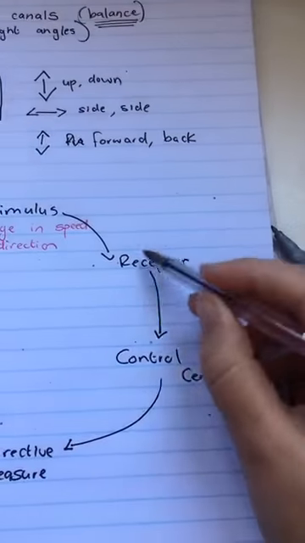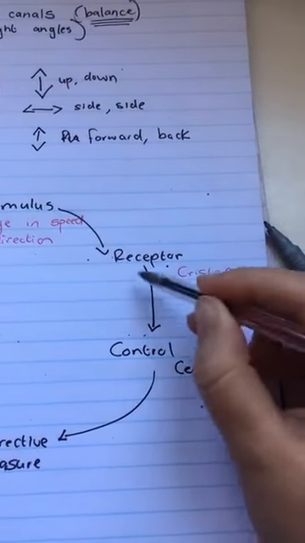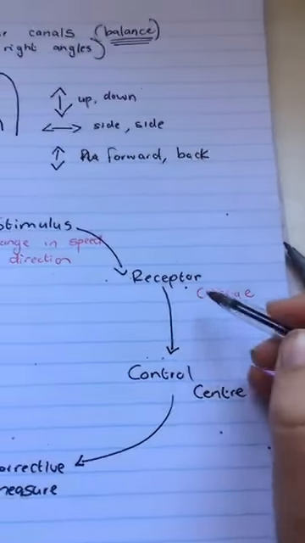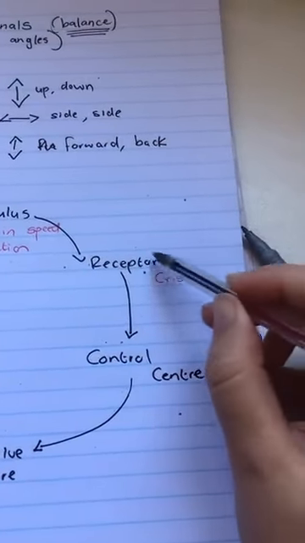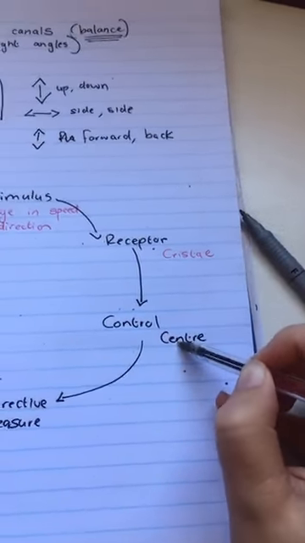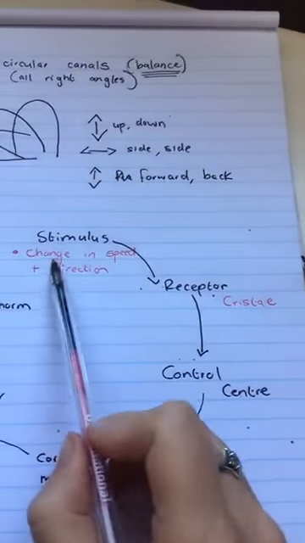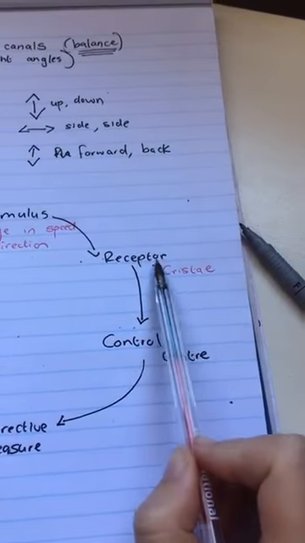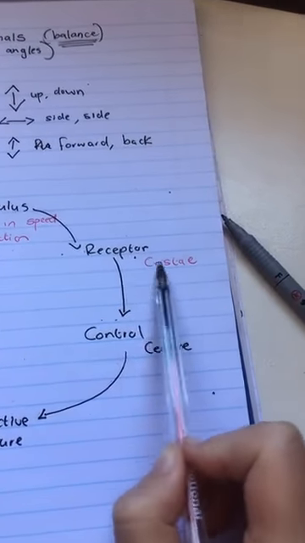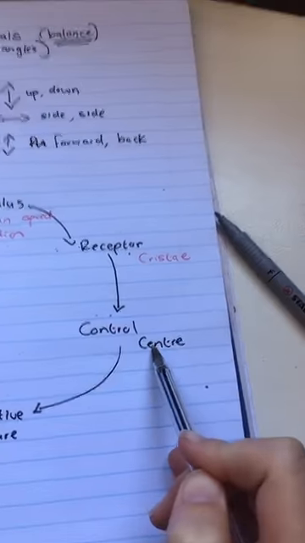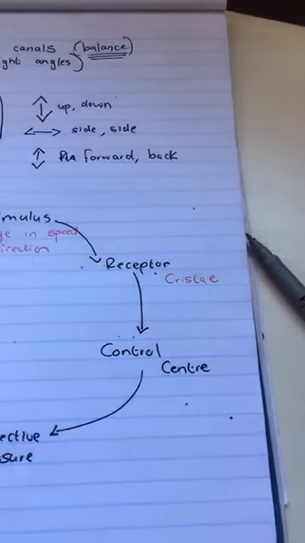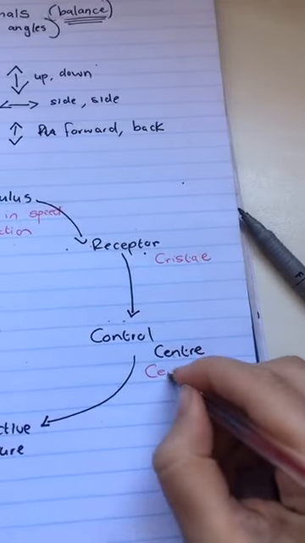Okay, now the cristae is the receptor, and technically the cristae is going to receive that information, but that is not going to create a corrective measure. We have to rely on the control center for that. So the stimulus comes into the receptor, which is the cristae, and that information needs to be sent to a control center. Now, the control center that we are speaking about here is the cerebellum.